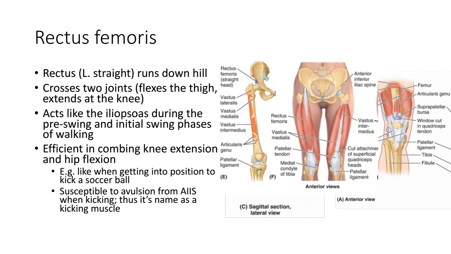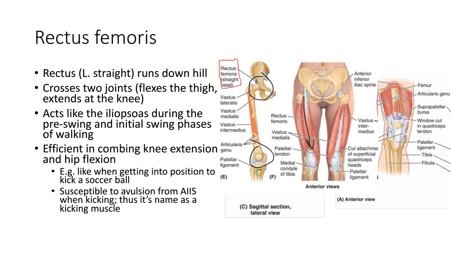So let's start by looking at the rectus femoris. The rectus femoris runs straight down. Rectus is Latin for straight. So the rectus femoris crosses two joints. It's going to cross the hip joint, and then it's going to cross the knee joint. So it will flex the thigh and it will extend the knee. It acts like the iliopsoas during the pre-swing of walking and initiates that swing phase of walking. So it's involved in the initial swing phases of walking.